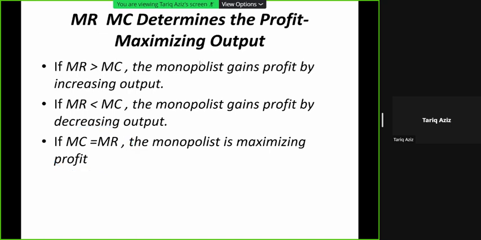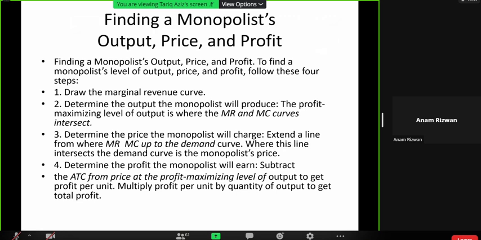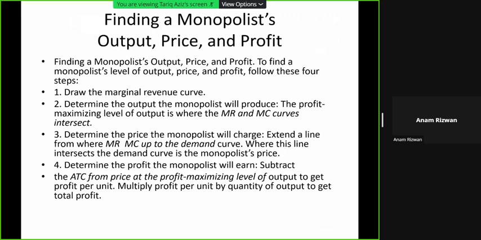So a firm which is operating in a monopoly market, in any way, the monopolist is earning profit either by decreasing or increasing output. We're saying that, right?